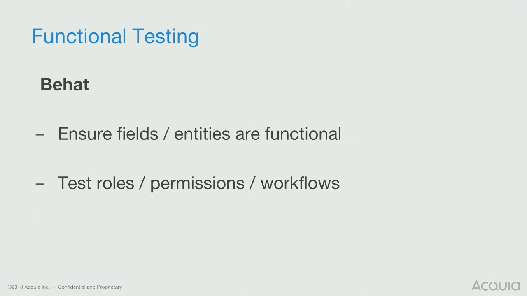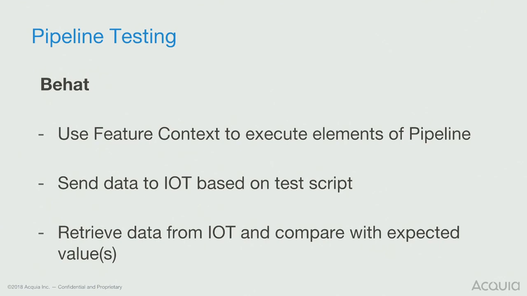We use Behat for functional testing, which again shouldn't be a surprise to you if you're familiar with Behat. We make sure that fields and entities are functional. We test our roles, permissions, our workflows, et cetera. Again, not too revolutionary there. But then we actually do full pipeline testing with Behat, which is, I think, a little revolutionary. We use our feature context file to actually execute elements of our data pipeline so that as we interact with Drupal, as we get data from our simulators, we can actually make sure that our pipeline is running exactly the way that we would expect and want it to.